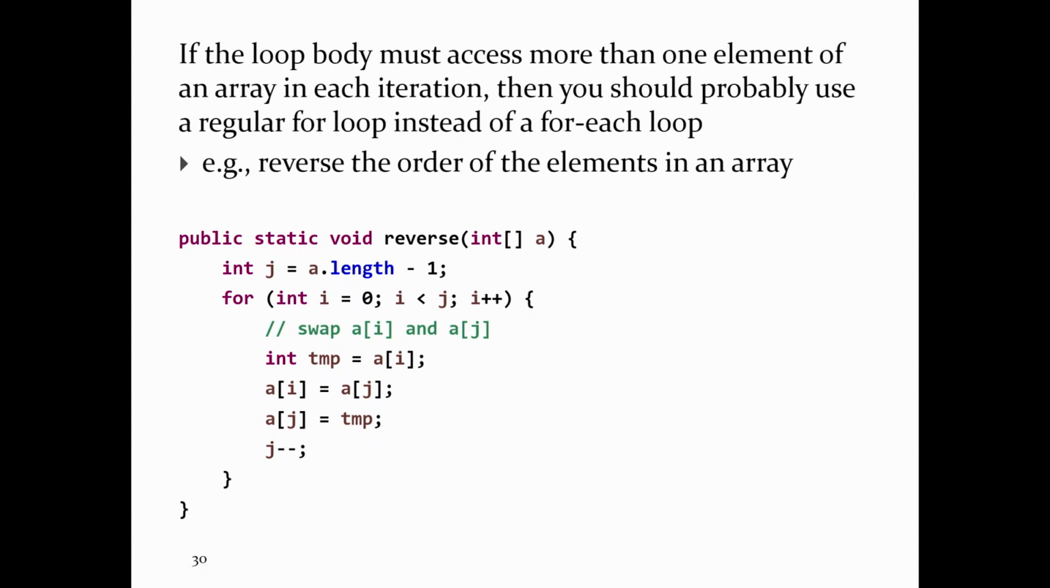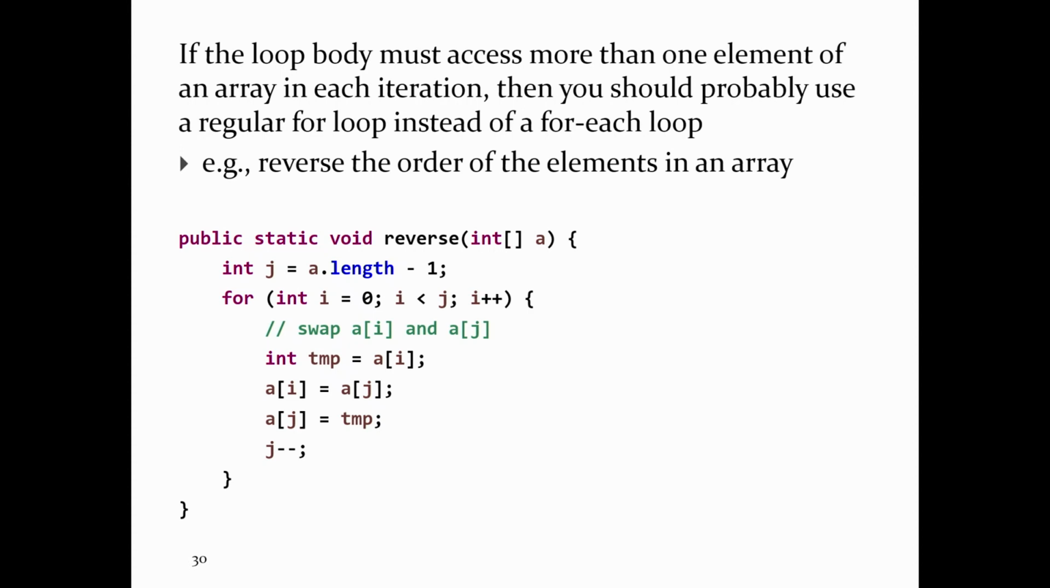Now, the next iteration through the loop, I need to move i to the right and j to the left. So I need to move j towards the front of the list, and I need to move i towards the back of the list. So there's how I move i towards the back, and there's how I move j towards the front: subtract 1 from j, add 1 to i. And away you go.